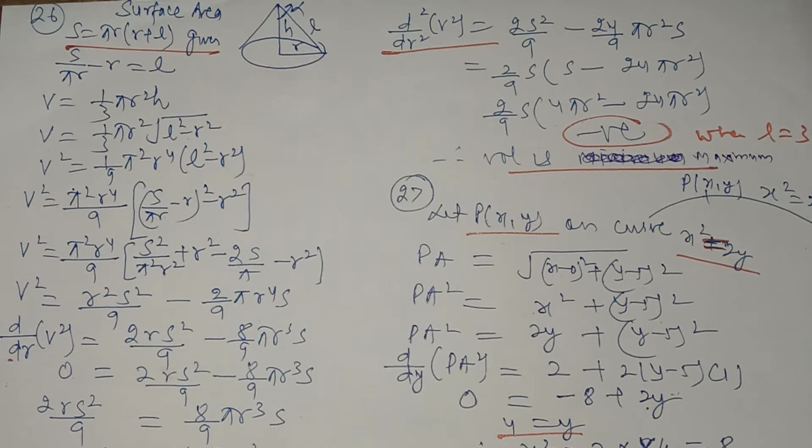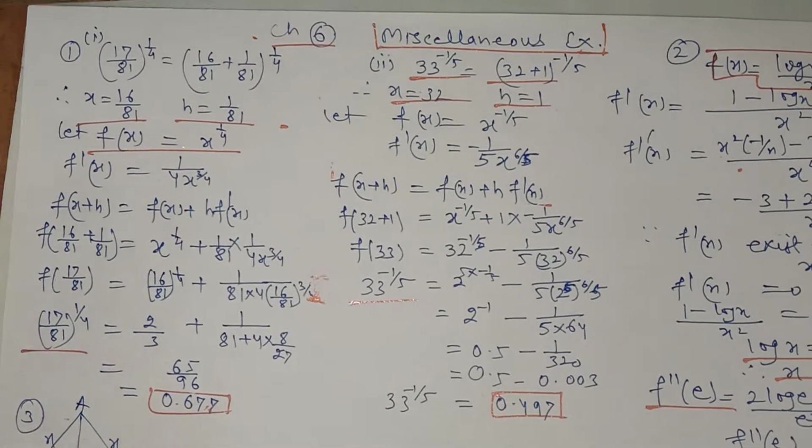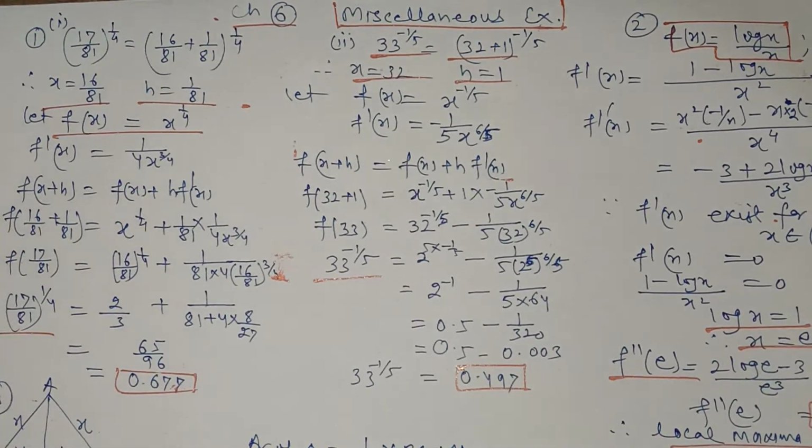There are more questions in the miscellaneous exercise also, 6 or 7 questions. We'll discuss them in the miscellaneous exercise. Now we are starting with the miscellaneous exercise, and in this exercise we have mixed questions of this chapter, Application of Derivatives. It may be approximation and error, tangent and normal questions, increasing and decreasing questions, and rate of change questions.